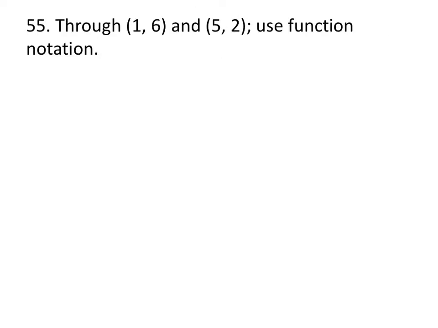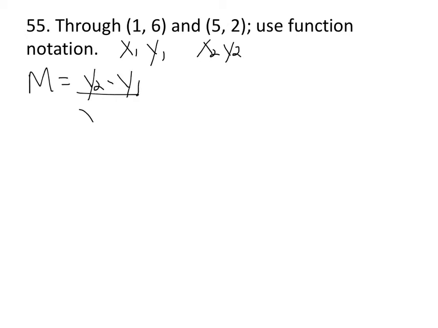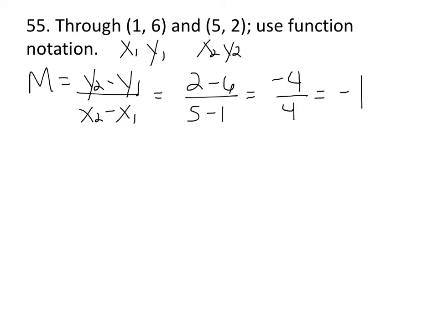Okay, here notice this time they want it in function notation, and notice they gave us 2 points. And in order to write an equation of a line, we need a slope and a point. So we're going to have to use our formula for slope to get the slope, which is y2 minus y1 over x2 minus x1. So I went ahead and labeled, so I'm going to do 2 minus 6 over 5 minus 1, which gives me negative 4 over 4, which is negative 1. So I have a slope of negative 1.